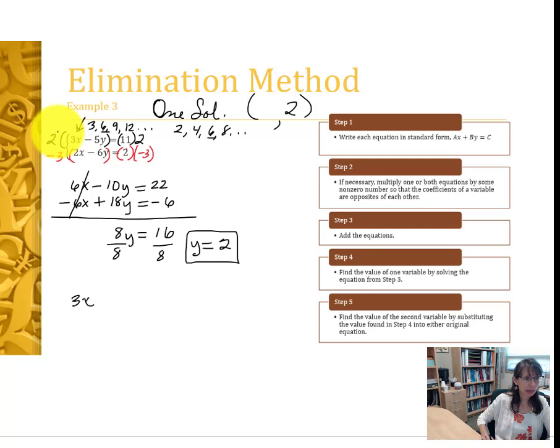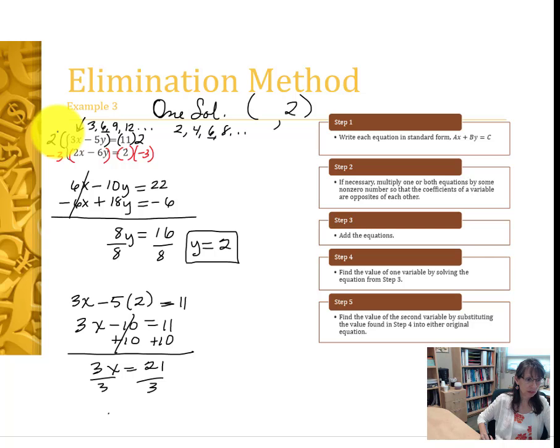So 3 times x minus 5 times our new y value of 2 equals 11. That means 3x minus 10 equals 11. Adding 10 to both sides of the equation, we now have 3x equals 21, and division of 3 will give us an x value of +7. So +7 will complete our ordered pair solution.